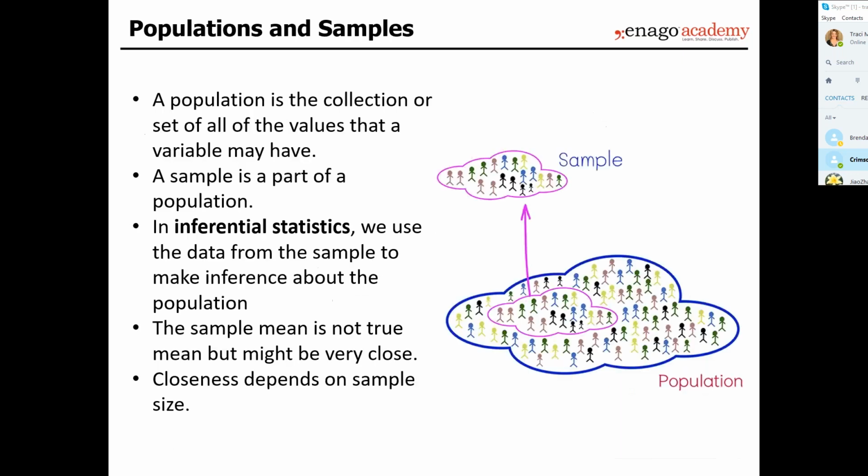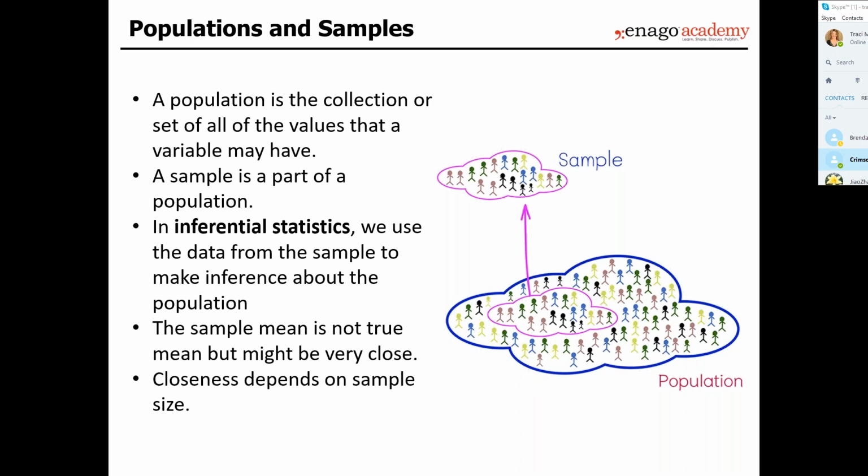Okay, so let's talk a little bit about populations and sampling. A population is the collection or set of all the values that a variable may have. But a sample is just a small part of that population. Typically when we're doing statistical analyses, we're doing that analysis on a sample of that population. So this is where inferential statistics comes into play. We use the data from that sample to predict or infer what is happening in that total population.